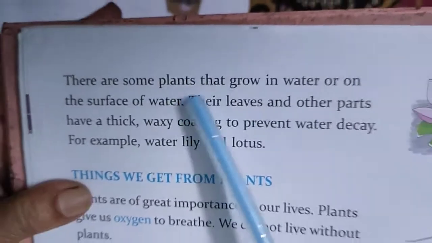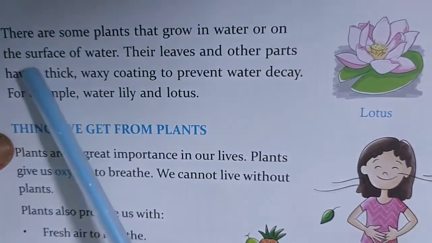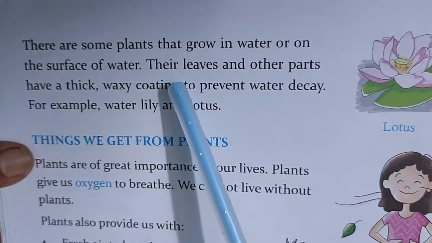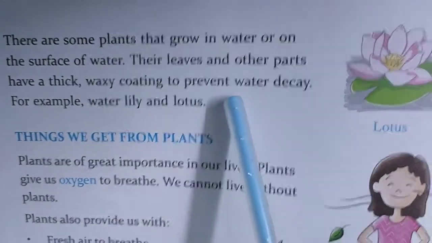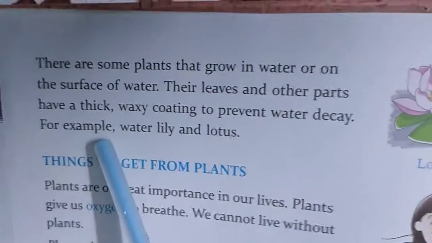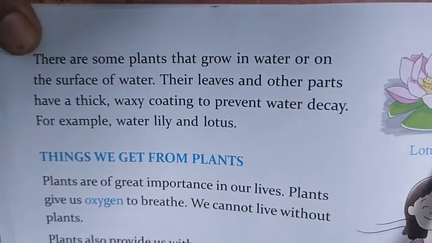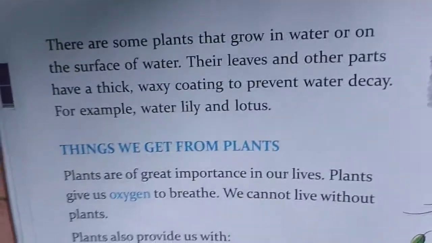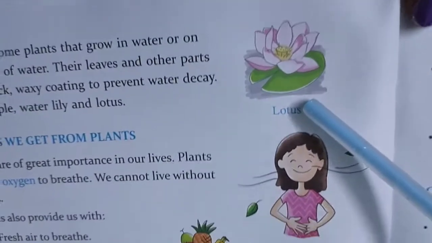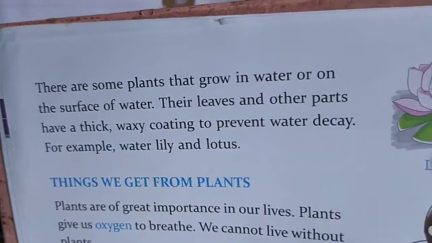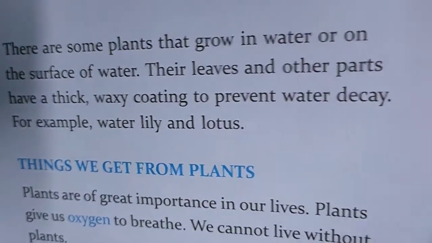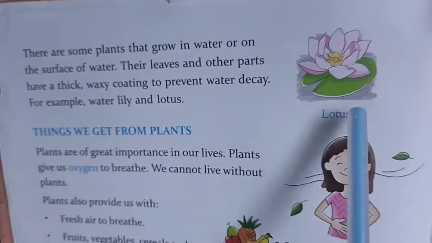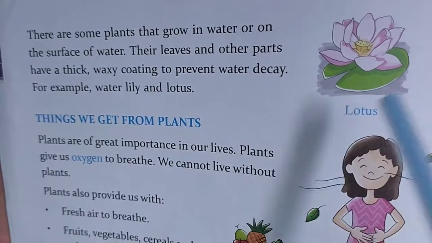There are some plants that grow in water or on the surface of water. Their leaves and other parts have a thick, waxy coating to prevent water decay, for example, water lily and lotus. See, lotus, the downside has a thick and waxy coating to prevent decay. These plants grow on the water surface or near the water.